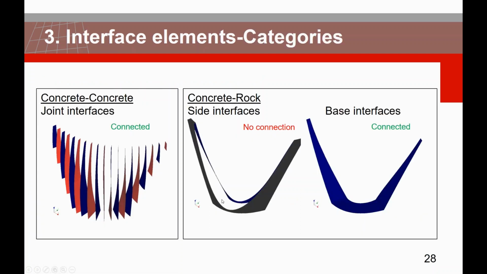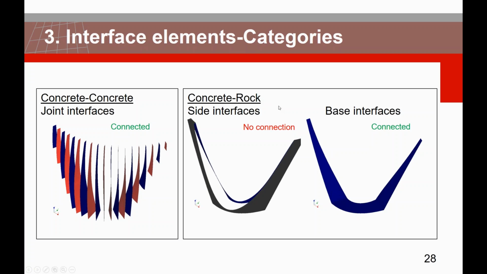Continuing, here are the interface elements and how we put them in each of these layouts or iterations. We have two different categories. The first one is concrete, and these are the common surfaces between the dam cantilevers, and we're going to connect them to each other so we can simulate possible slidings. And then we have the second category, which is called concrete-rock. And of course, as you can imagine, we connect or disconnect interfaces between the dam and the rock.